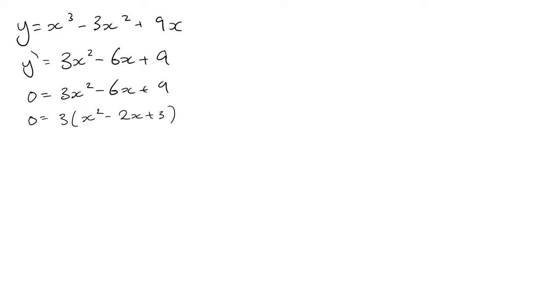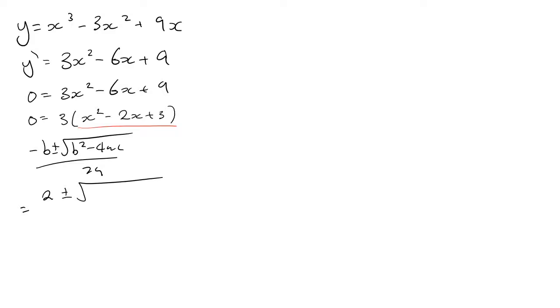And the x values are not going to be a nice number because you can't factorize this. That means we need to use the quadratic formula: negative b plus minus square root of b squared minus 4ac on 2a. So here b is negative 2, so it becomes 2 plus minus the square root of 4 minus 12, on 2.